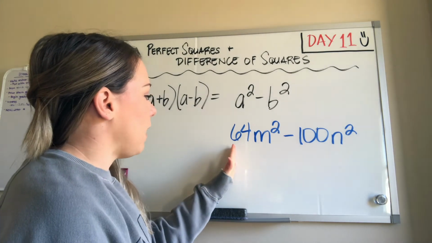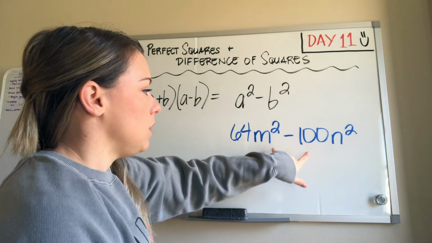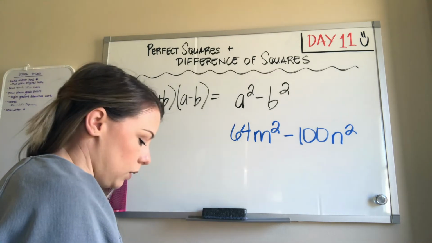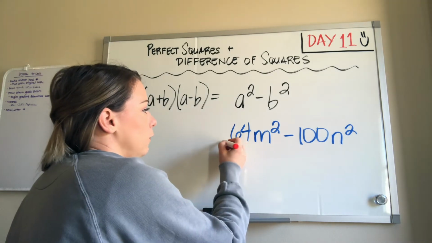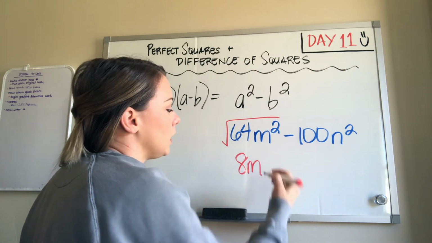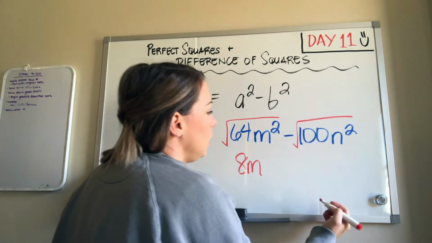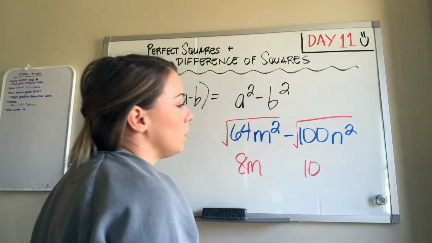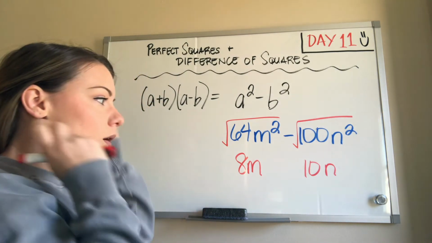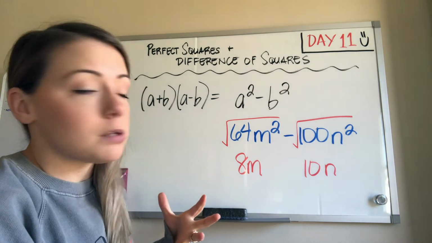We're going to check to see, do I have a perfect square as my first term and as my last term? If I do, then that's going to lead me to a very quick factorization. So we should all know that 64 is a perfect square. It's 8. Then the square root of m squared is m. And then the square root of 100 is 10, and the square root of n squared is n. So I have some perfect squares, and that's going to lead me to a pretty quick factoring of this problem.